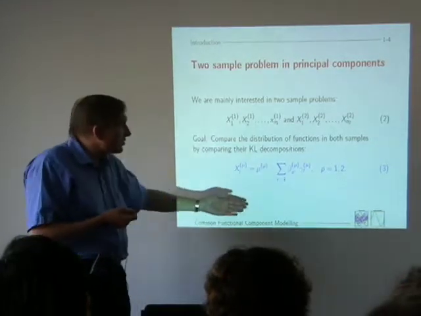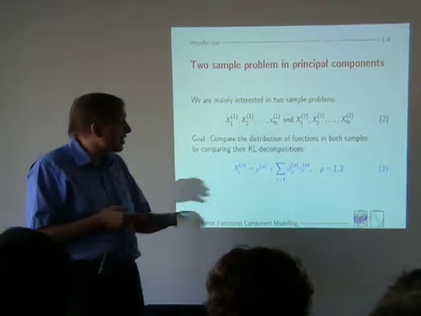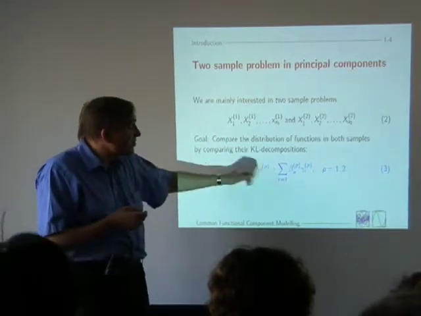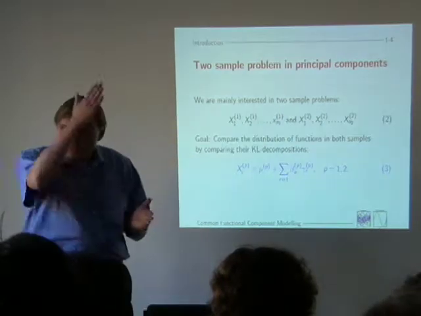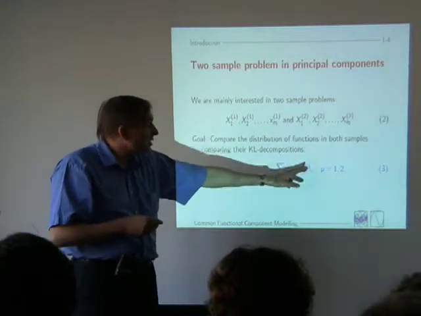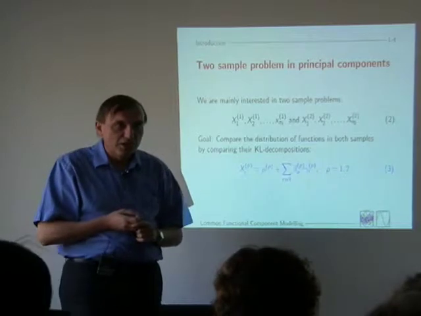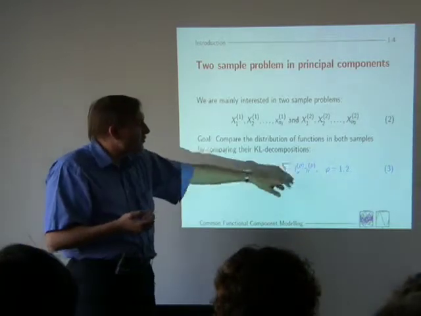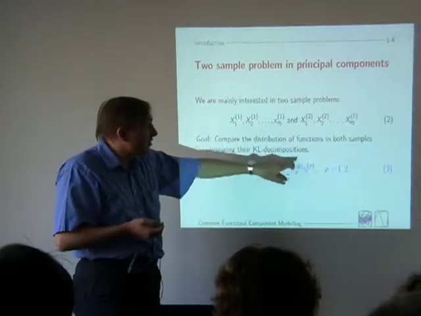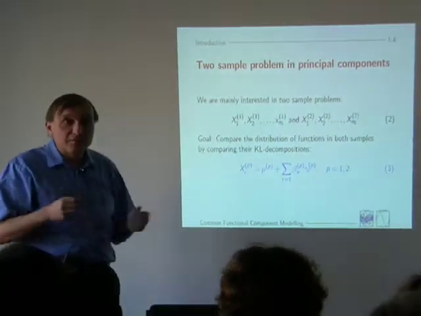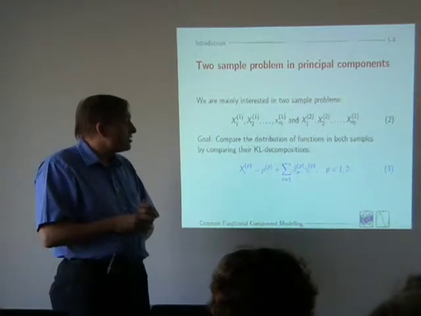For example, it may also be interesting to see whether the basic functional structure is identical, which would correspond to the hypothesis that the mean is identical and the gammas, which are functions that determine the functional structure, are identical. Only perhaps the betas, these coefficients, have a slightly different distribution. So the functional structure could be the same, but for example the variances are different, so one sample is more variable than the other. For example, the variance of the betas, the lambdas, may be bigger for one sample. So there are many different ways in which they may differ.